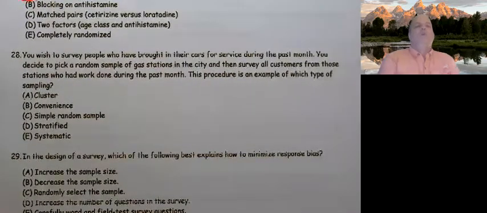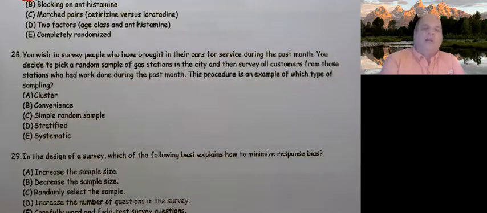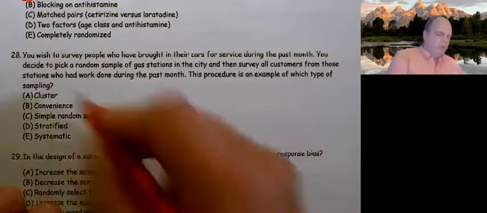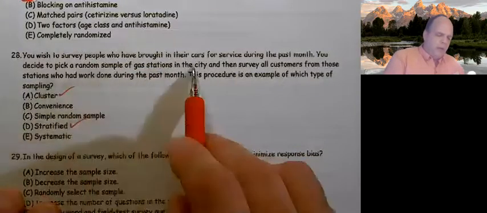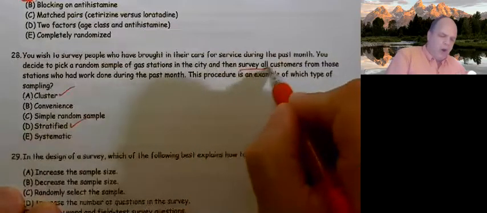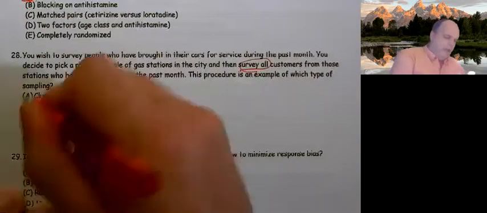28. You wish to survey people who have brought in their cars for service during the past month. You decide to pick a random sample of gas stations in the city. I know you all don't know this because this is no longer the case, but gas stations actually used to fix cars. And then survey all the customers from those stations who had had work done during the past month. This procedure is an example of which type of sampling? So what did they do? They went to groups. So groups, cluster, stratified. And they surveyed all. I see all, that makes it a cluster.